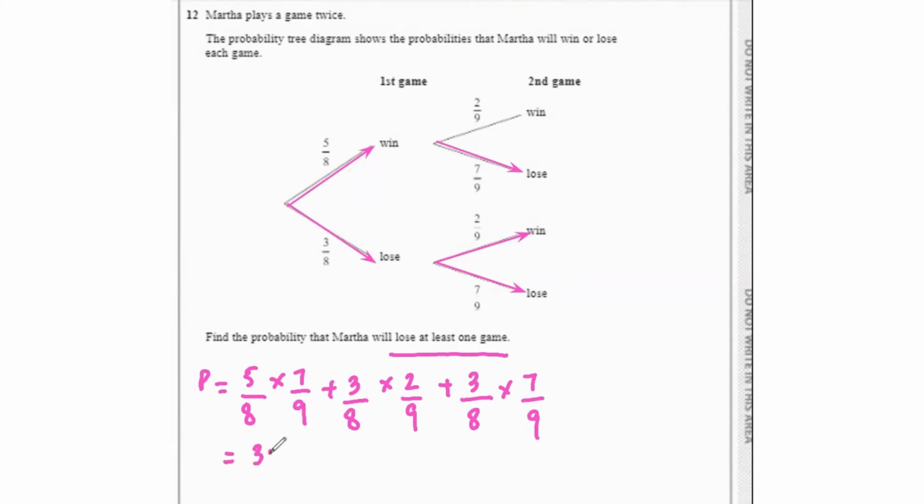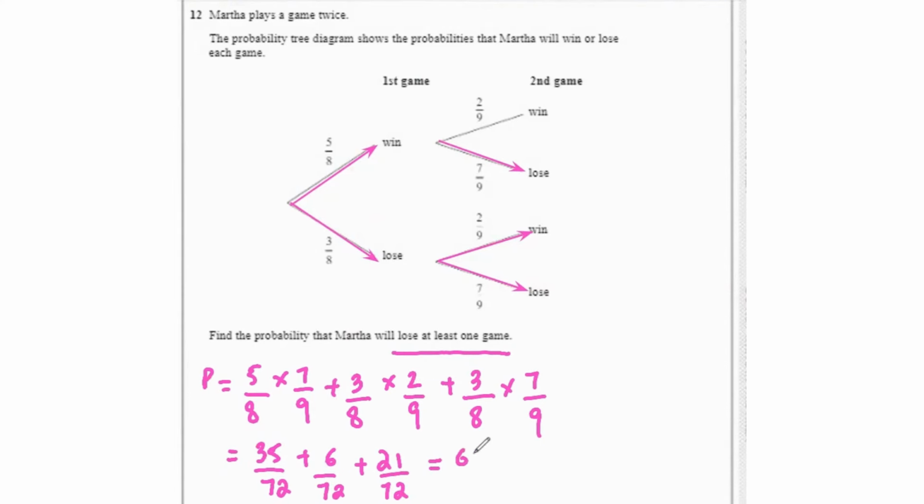So that's going to be 35/72 plus 6/72 plus 21/72. That's going to give us 62/72, which can be simplified to 31/36. That is your probability of Martha losing at least one game.